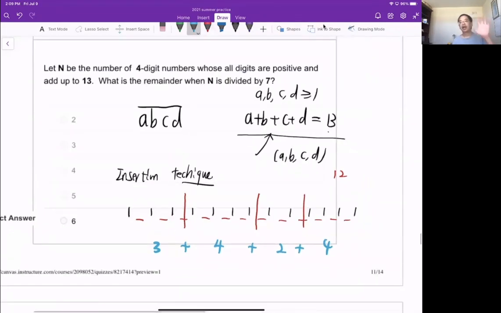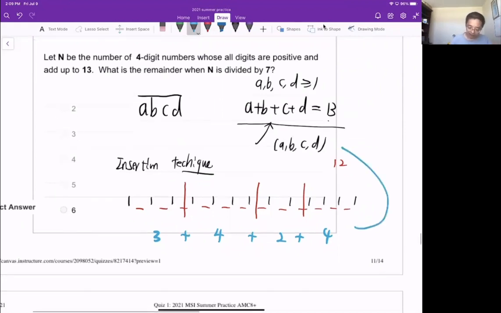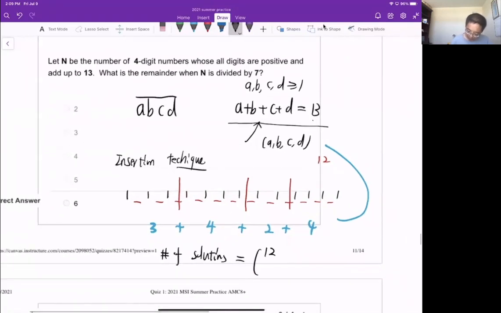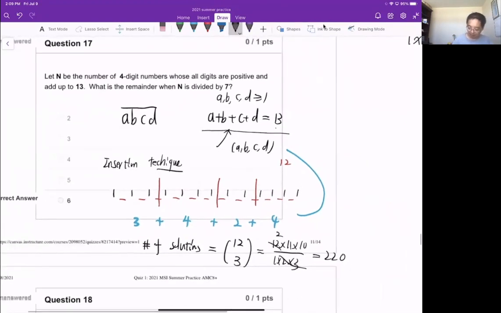Now the point is, by choosing different positions for these 3 bars, we just get a solution of A, B, C, D. So the number of solutions equals, from 12 spots, we choose 3, right? So this is 12 times 11 times 10 over 1 times 2 times 3. So that's 220.